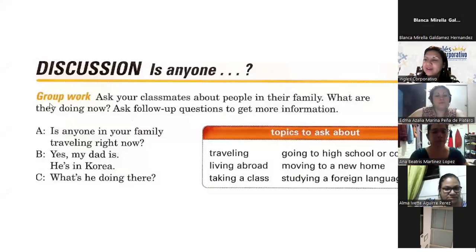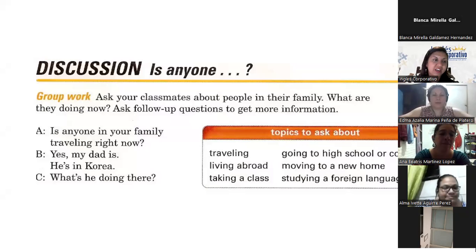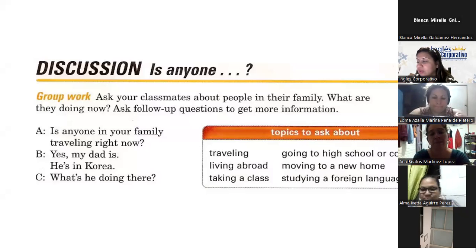Yes, teacher. Okay, so now we are going to have a group work. Ask your classmates about people in their family. What are they doing now? And you can ask follow-up questions to get more information, okay? Ask follow-up questions. Las preguntas extra que hacemos cuando conversamos se llaman follow-up questions, okay?